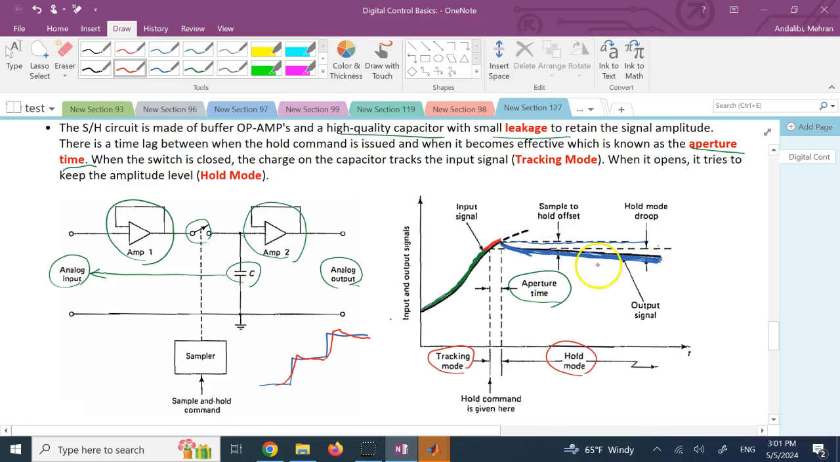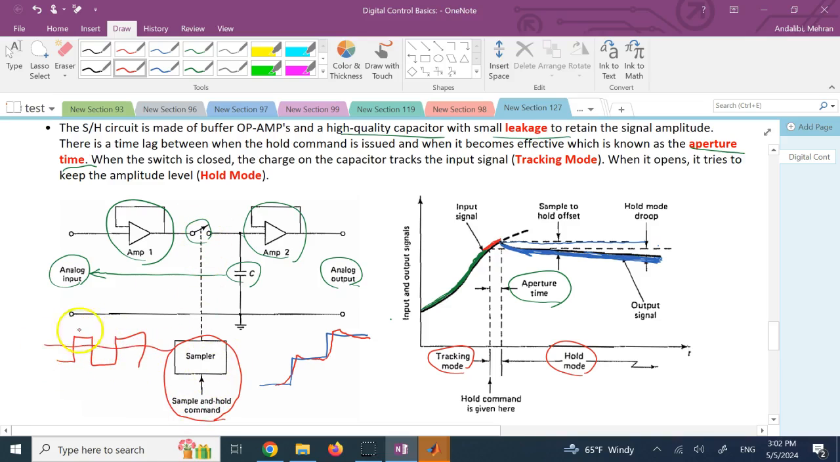It has a little bit of leakage, so it drops a little bit, and this is the operation of this S&H circuit. The opening and the closing of the switch is done through your sampler command. So it depends on when you want this circuit to be opened and when you want it to be closed. This typically is controlled through some pulses, right?